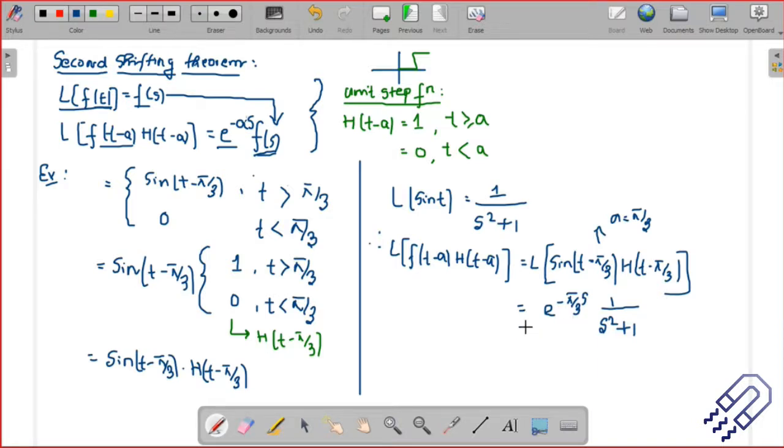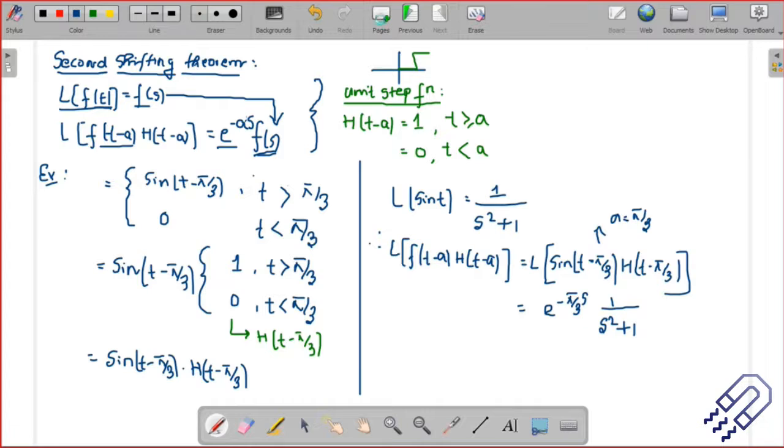Can we do it even without using the second shifting theorem? The answer is yes. Just do your integration using the Laplace transform, e to the power minus st sine of t minus pi by 3 dt. Do your integration, you should be able to reach here. But this is just a 2 or 3 line answer that you can do very easily. It should not be very difficult.